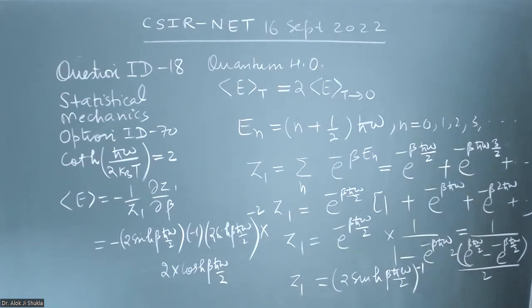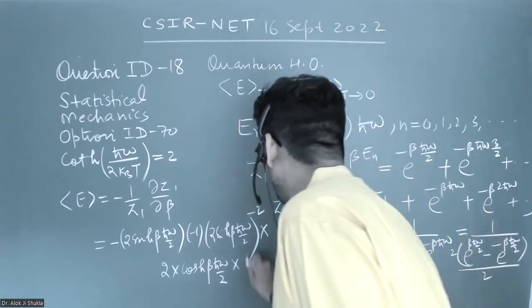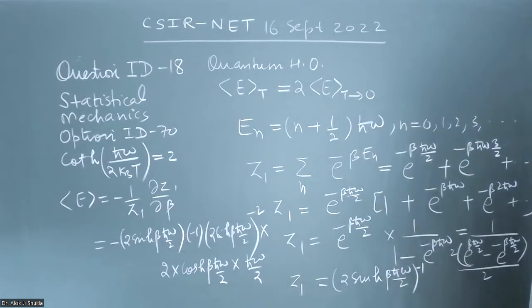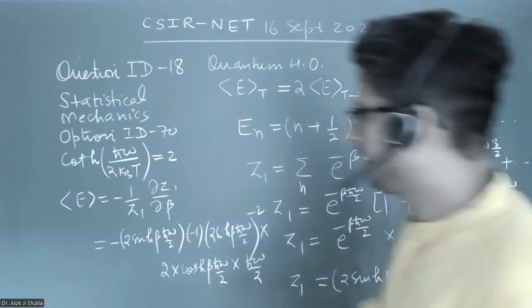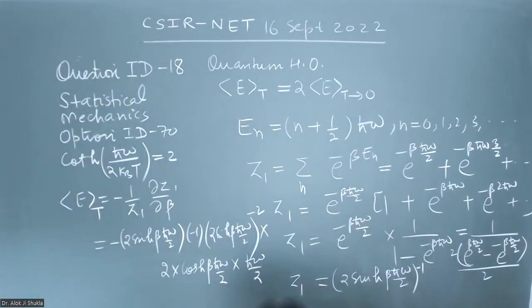That will be the derivative inside the bracket, and then finally with respect to beta I am doing, so I will get h cut omega by 2. So this will be the average energy at an equilibrium temperature T. All right, so this is the average energy that we got at an equilibrium temperature T.